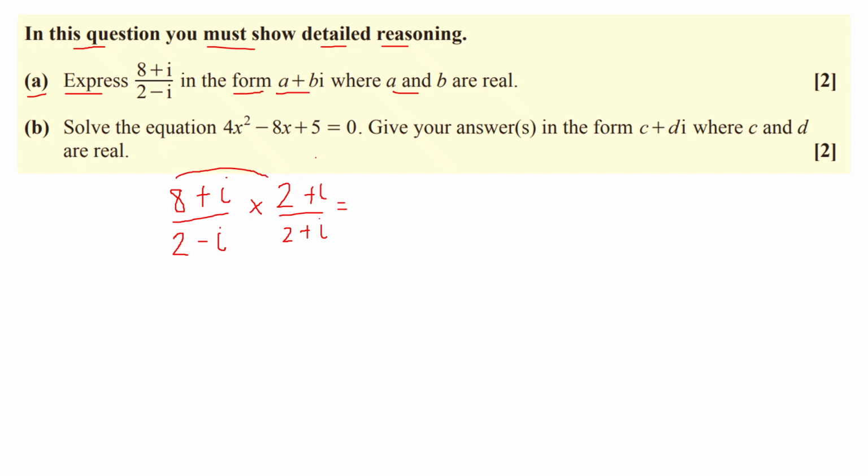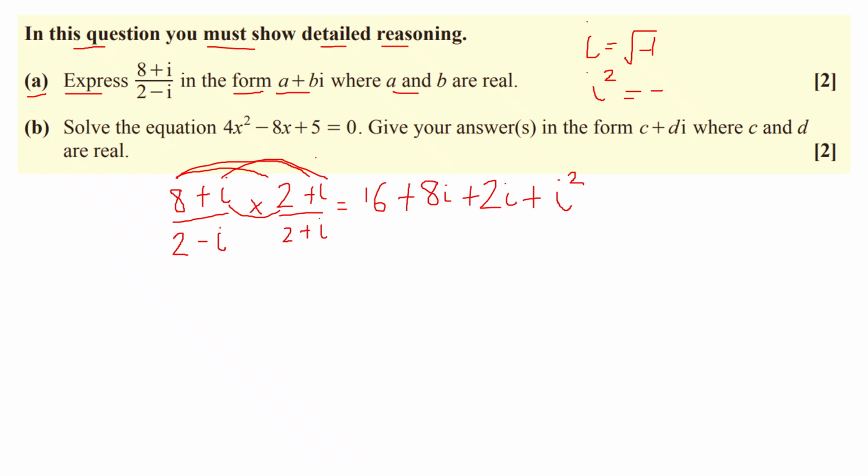So 8 times 2 is 16. 8 times plus i makes plus 8i. Plus i times 2 makes plus 2i. And then plus i times plus i is plus i squared. We should know from A-level further maths that i is equal to the square root of -1. Therefore, squaring both sides, i squared is -1. So plus i squared is equal to -1.